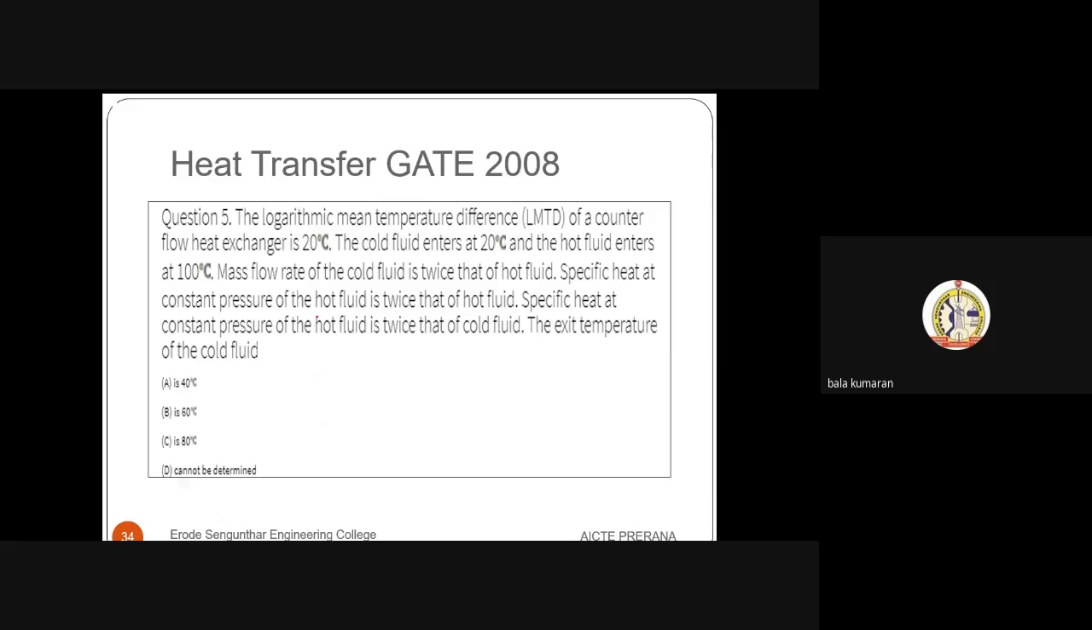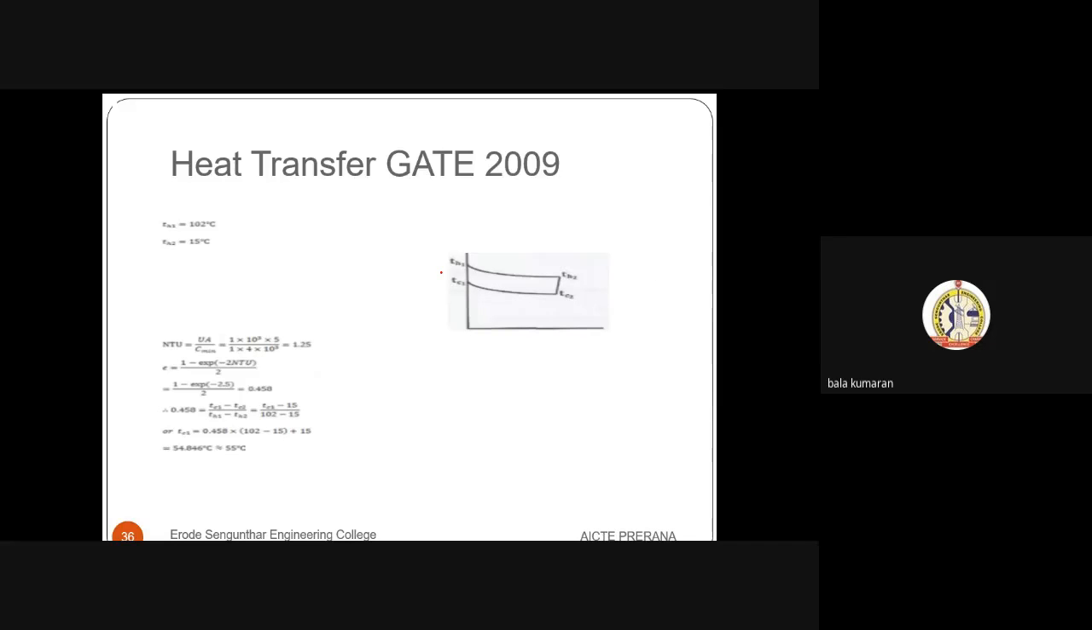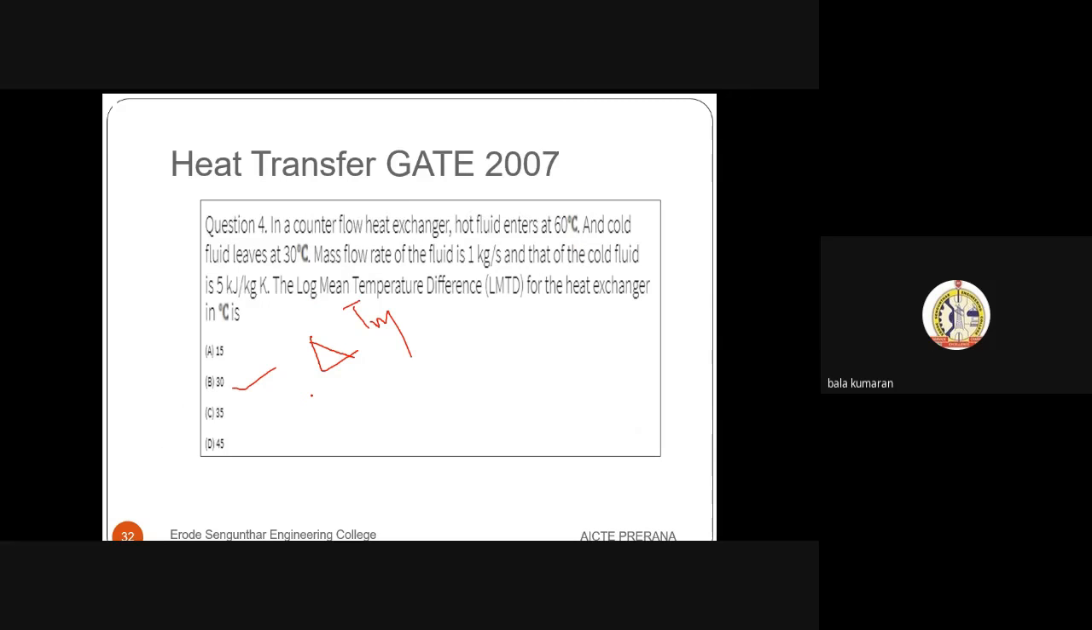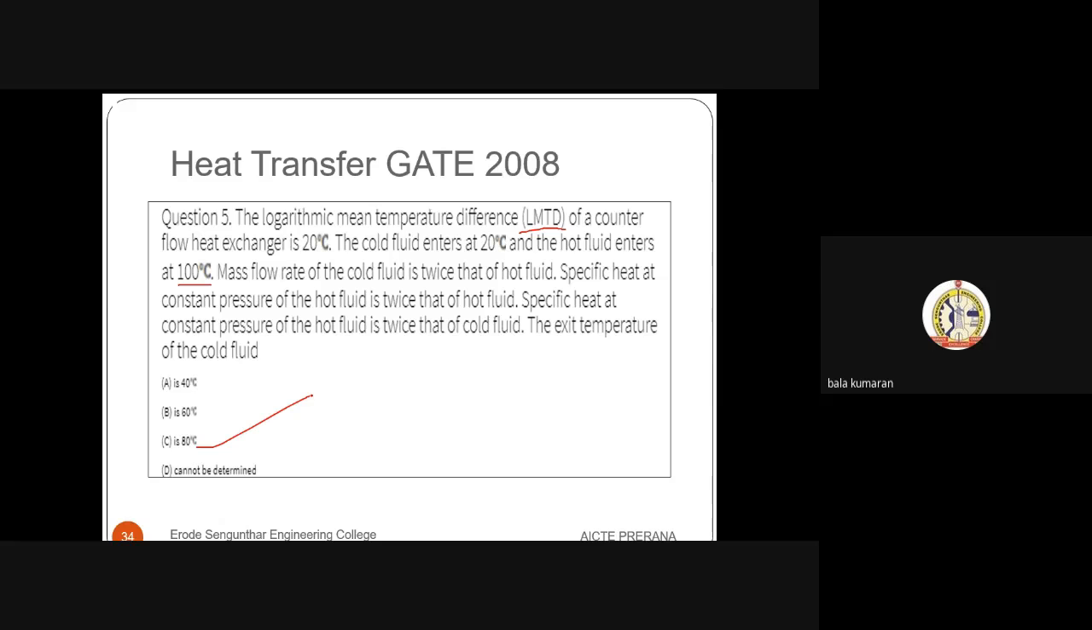What I said, the LMTD, the general formula. They have given LMTD in counterflow as 20 degrees Celsius, and the entry temperature of the hot fluid is 100 degrees Celsius. 100 minus 20 is 80. The answer is C. Simple. As previously, 60 minus 30 is 30, and here similarly 100 minus 20 is 80. The answer is 80 degrees Celsius.